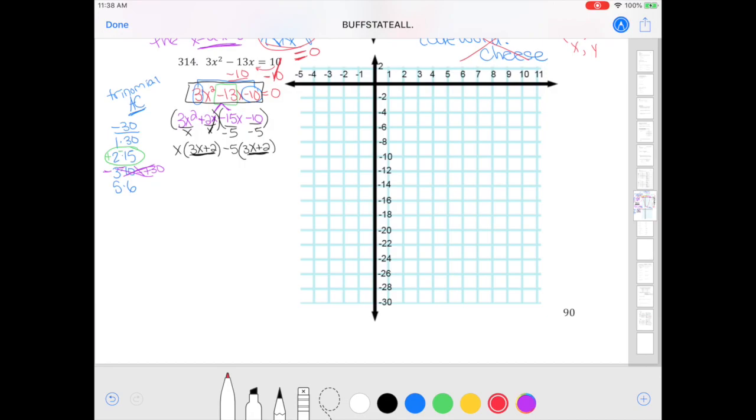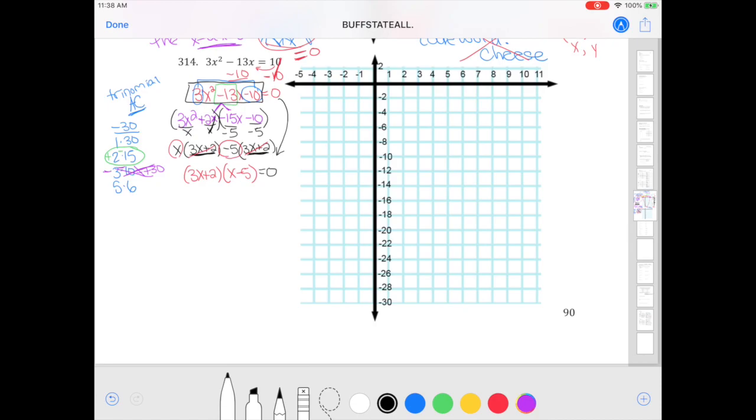Remember what we do after they match. You bring down the matching factor, 3x plus 2, and those go away. Then you take your two GCFs and you put them together, x minus 5. Now I'm done factoring because neither of those can be factored again, but I need to remember to now bring down my equals 0.